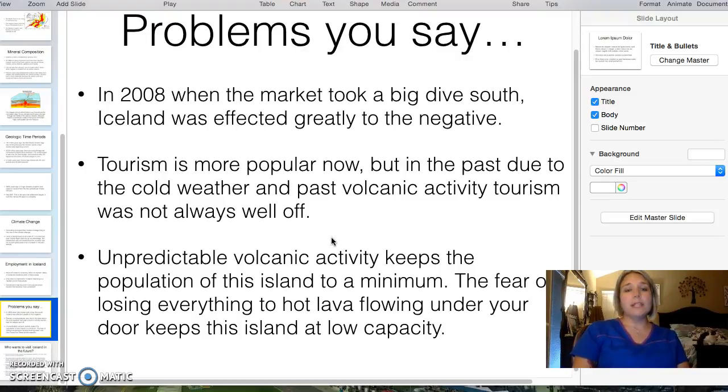You may not want a vacation there if you think a volcano might erupt. Or if a volcano did erupt, you then wouldn't want a vacation there because the air quality would be poor. So unpredictable volcanic activity keeps the population of Iceland to a minimum. The fear of losing all your belongings to hot lava could be scary, or dying because you're breathing in bad air. That's not good.